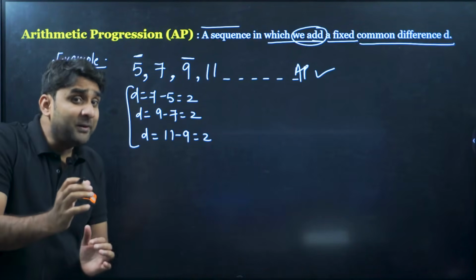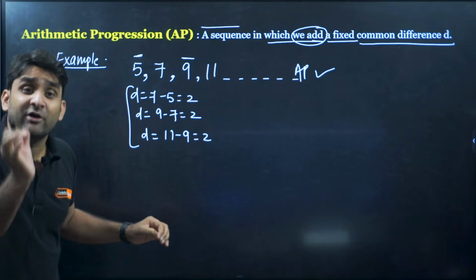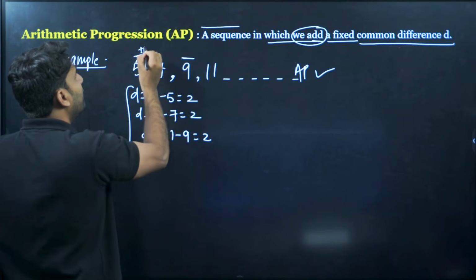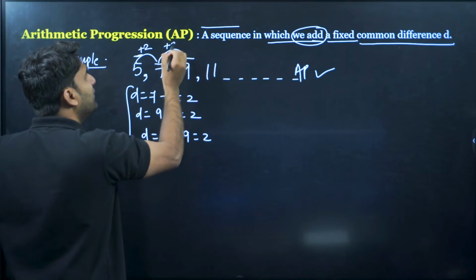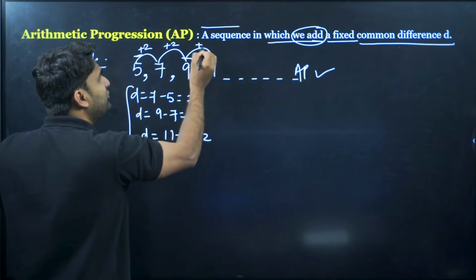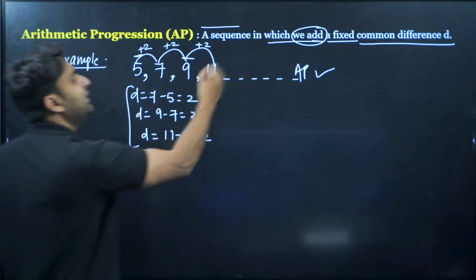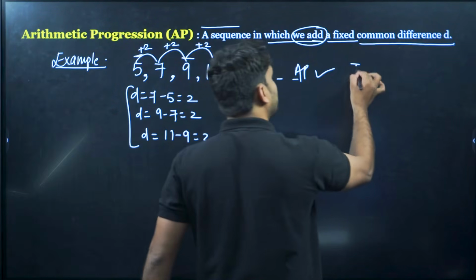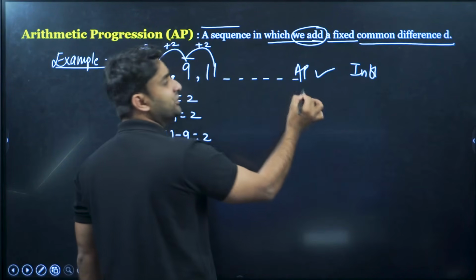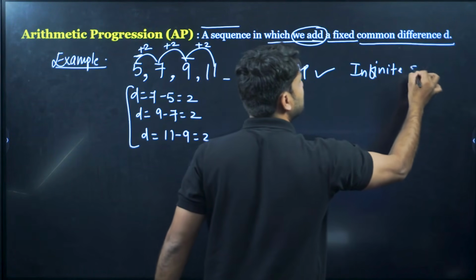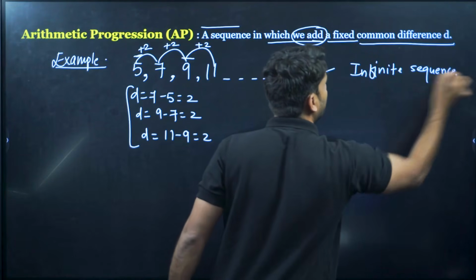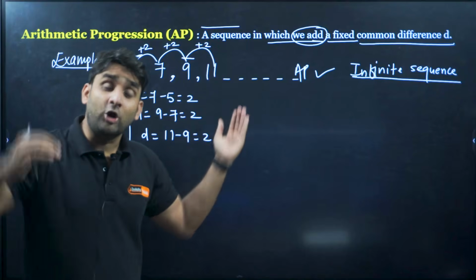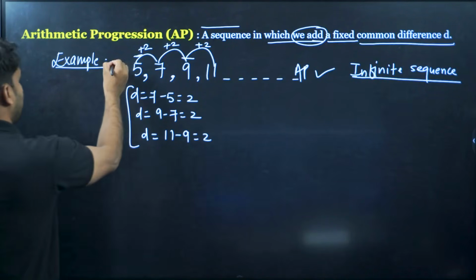So what is called AP? A sequence in which we add a fixed common difference. We have added 2 here, 5 plus 2, 7. We have added 2 here, 7 plus 2, 9. We have added 2 to 9, so that's why we are getting 11. And similarly, it will go till infinity. So this sequence is called an infinite sequence, because there are dots at the end. Such sequences are called infinite sequences. I hope you are getting my point. Let me give you one more example. So this is example number 1.